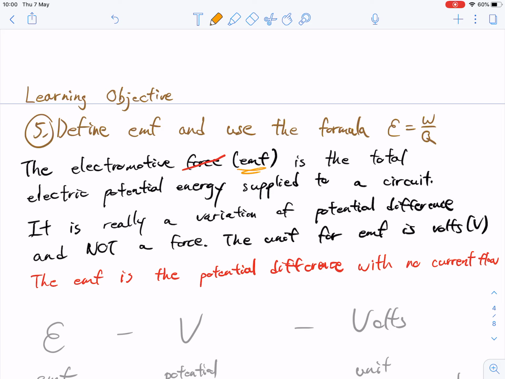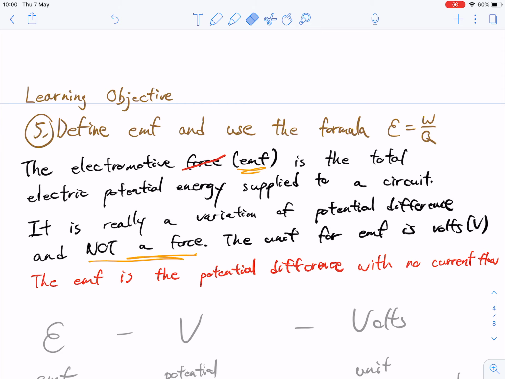It is the total electric potential energy supplied to a circuit, okay? So you could say total or maximum, okay? But it is what the cell could produce without the internal resistance. Mentioned that more than a few times already. It is really a variation of potential difference and not a force. Okay, so I've already mentioned that. Okay, it's not a force. Make sure you get that clear right now.